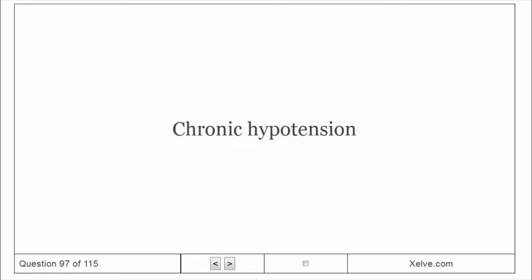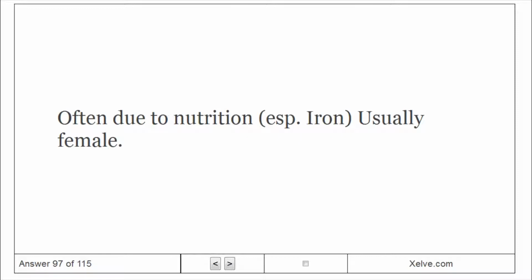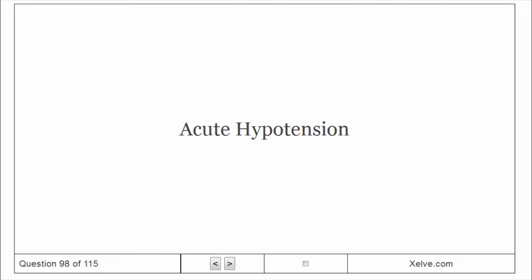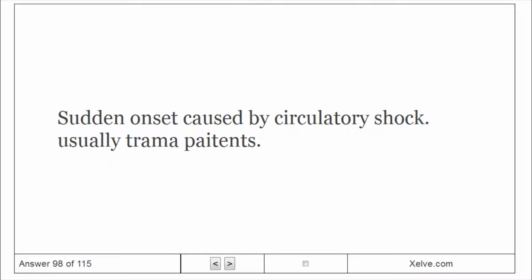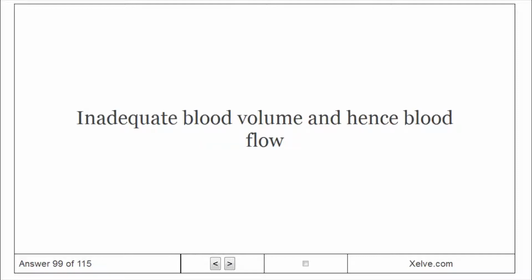Chronic hypotension, often due to nutrition, especially iron, usually female. Acute hypotension, sudden onset caused by circulatory shock, usually trauma patients. Circulatory shock, inadequate blood volume and hence blood flow.